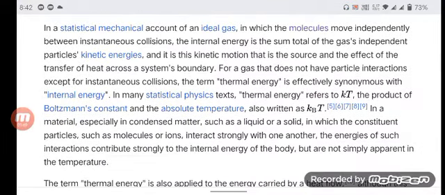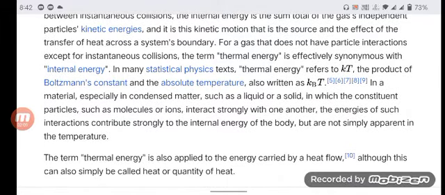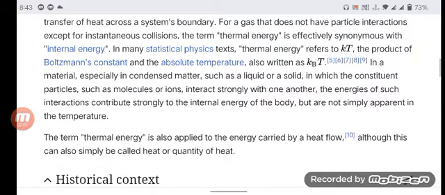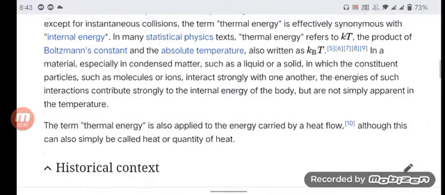For a gas that does not have particle interactions except instantaneous collisions, the term thermal energy is effectively synonymous with internal energy. In many statistical physics texts, thermal energy refers to kT, the product of the Boltzmann constant and the absolute temperature, also written as kBT. This matters especially in condensed matter, such as a liquid or a solid, in which the constituent particles such as molecules or ions interact strongly with one another.